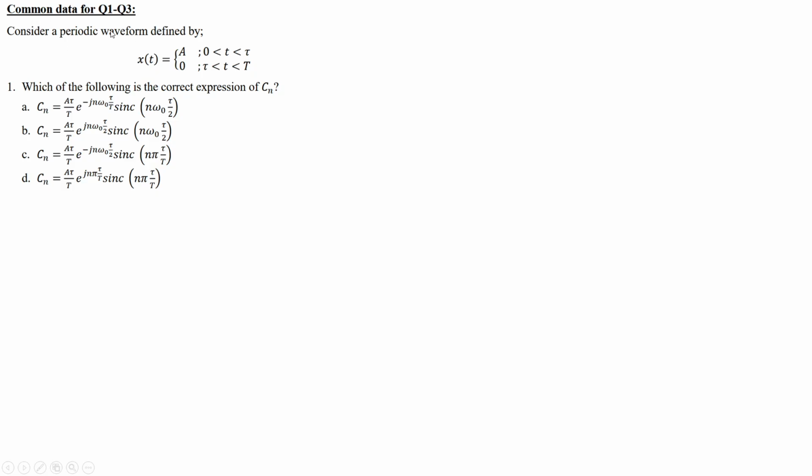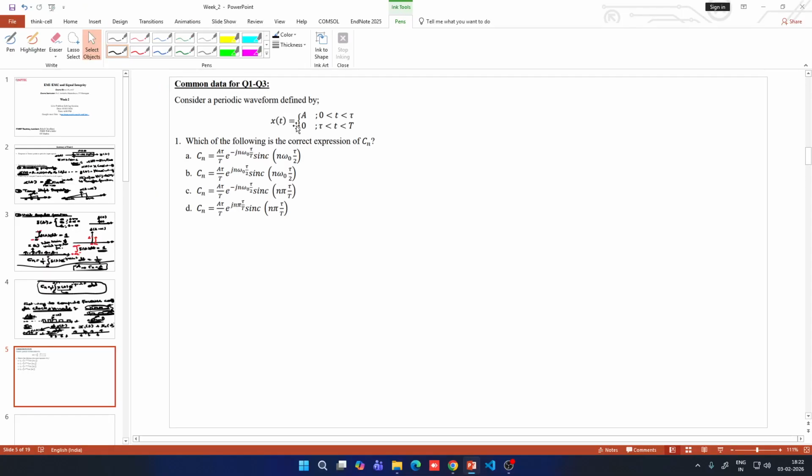For questions 1 to 3 there is common data, meaning the waveform is common for all questions from 1 to 3. Consider a periodic waveform defined by x of t as A when it is between 0 to tau, and x of t is 0 when it is between tau to T. Now if you see, this is just x of t and it's a periodic waveform, that means it is repeating after every T. T means capital T, it's the period. I will give you a minute or so just to go through the question and understand. If you have any doubt in the question itself, just let me know.